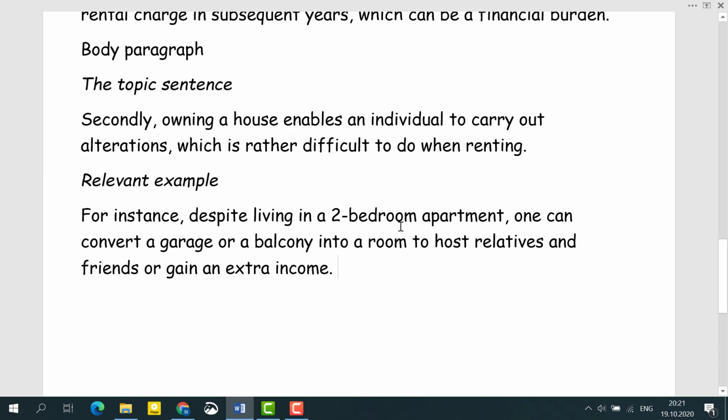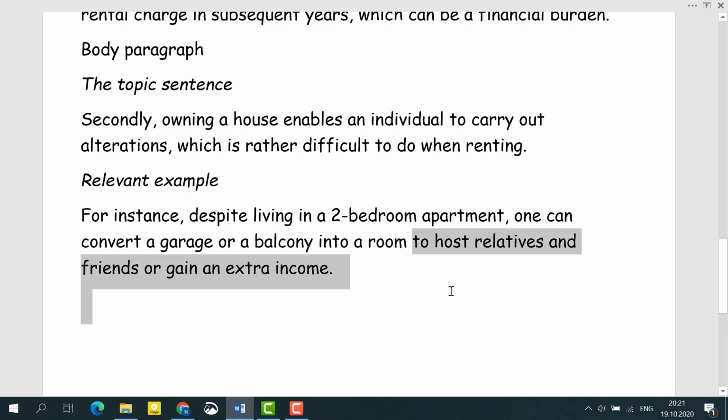Remember, two-bedroom, not bedrooms. Why not? Because a two-bedroom acts as an adjective here. So my apartment has 2 bedrooms, but I live in a 2-bedroom apartment. One means a person. Again, you don't want to write the word you, or we or I. Only one, or a person, can convert, which means transform, a garage or balcony into a room.